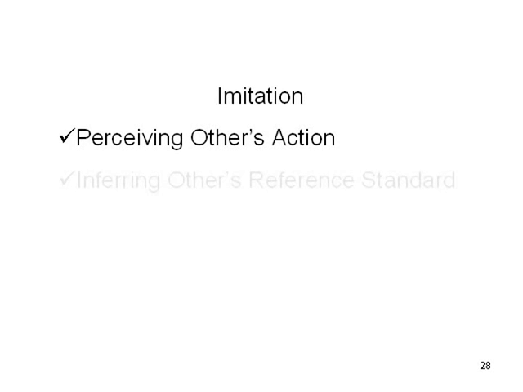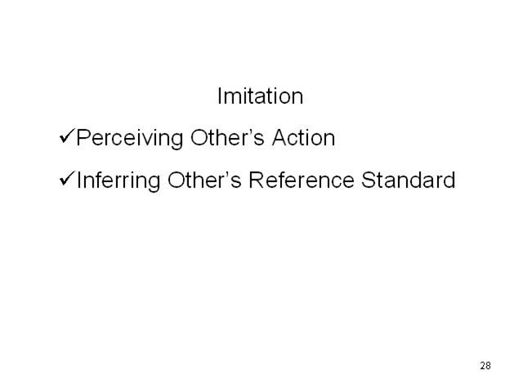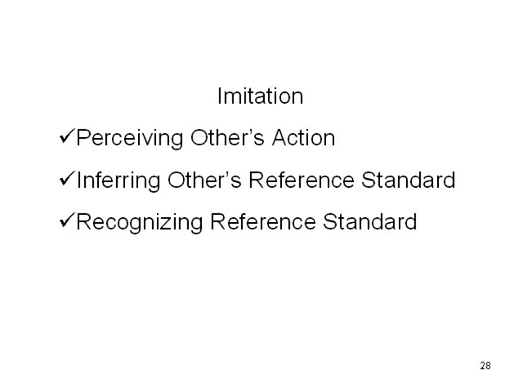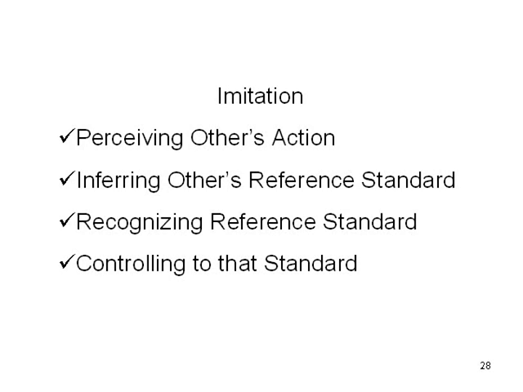Imitation entails perceiving the actions of another, inferring the reference standards being controlled to, recognizing those standards in one's own repertory, and evoking them to control one's own perceptions. In our own primate family line, that capability began to evolve perhaps 10 million years ago, although it appears sporadically in quite a few other taxonomic groups.